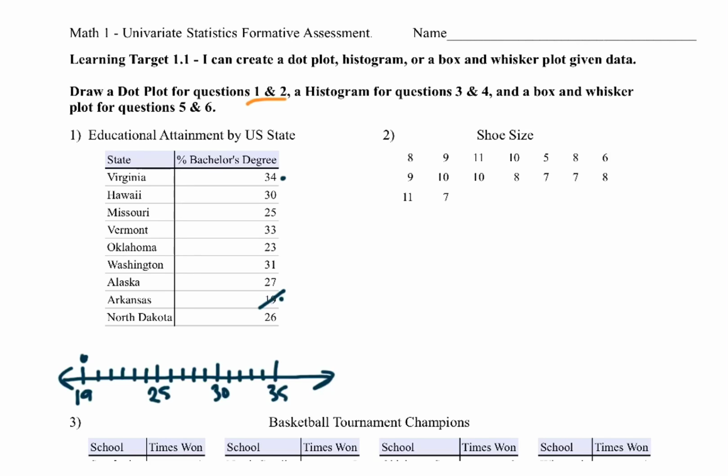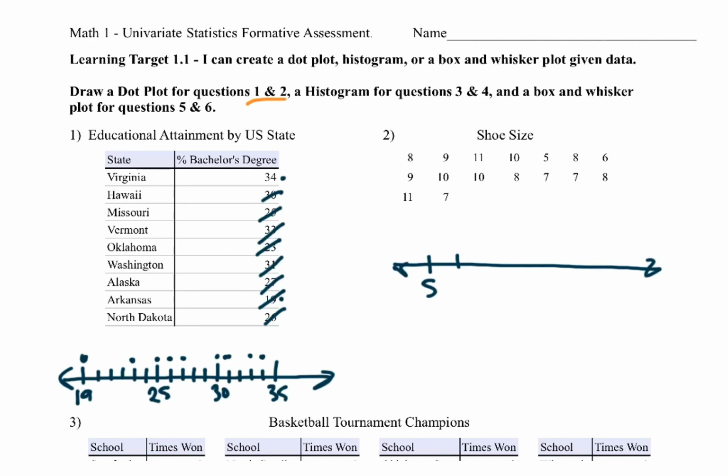Okay, then 23. There's 1. 25 is 1. 26 and 27. 30, 31, 33. Finally 34. So that's a pretty simple dot plot, right? Because there's only one each. All right, now if we do number 2, same idea.